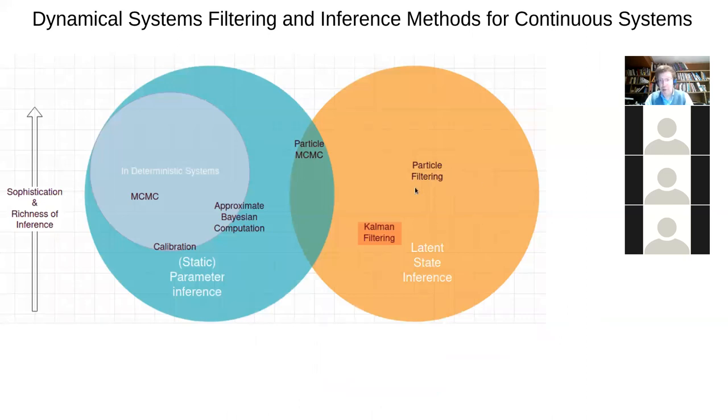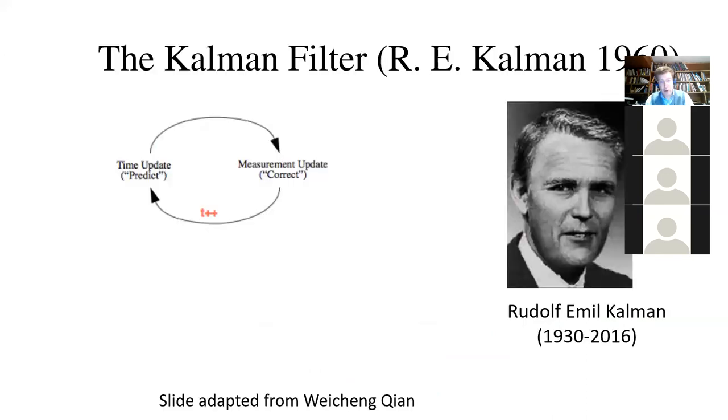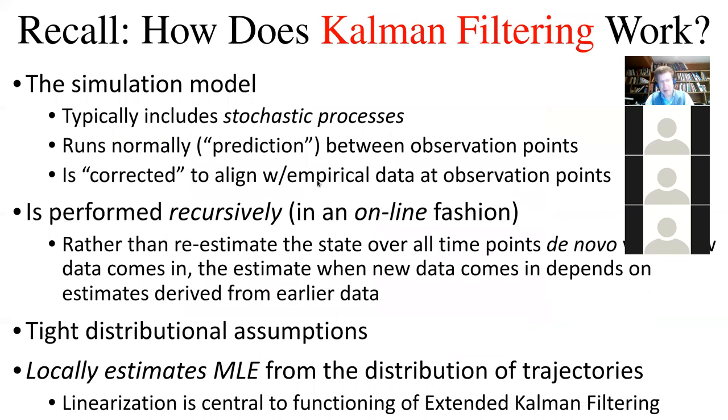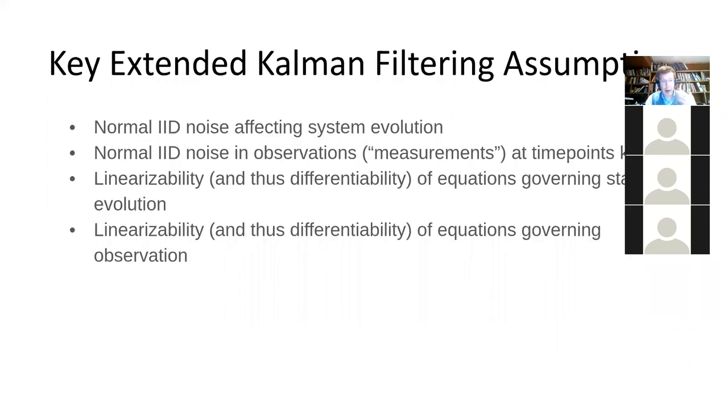And I did mention that if you have a parameter that's changing over time in some uncertain way, maybe it's contact rate or maybe it's something about the hospitalization rate, you can estimate that as part of your state. Okay, so I noted last time, this is for stochastic processes. It runs normally between observations. It's performed recursively. When a new measurement arrives, we don't go back and reconsider all previous measurements. We just update our estimate. It has quite strict distributional assumptions, which are really its foremost Achilles heel, in my view. And fundamentally, it locally estimates the maximum likelihood estimate.